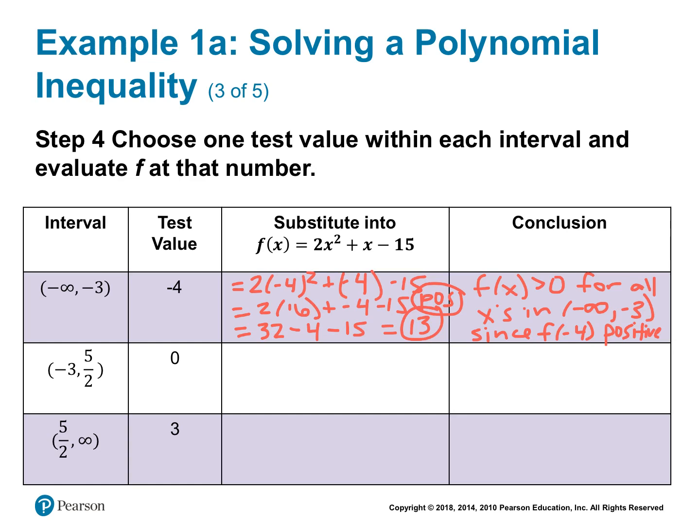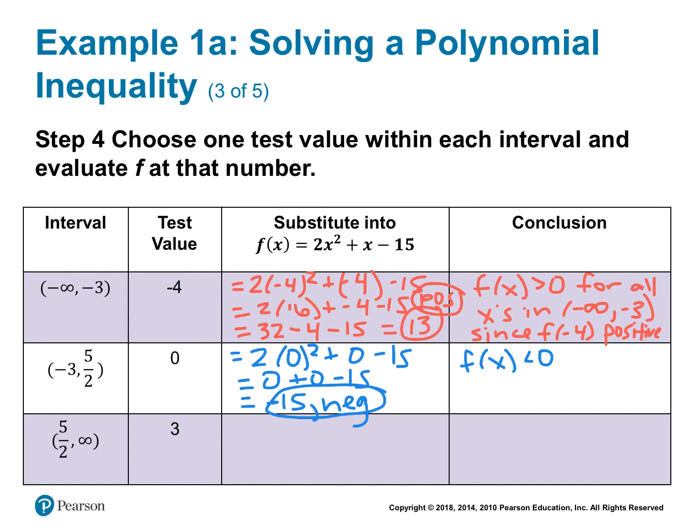So let's try the next one. We have 0 is always a good one to test if you can. So that is in the interval between -3 and 2.5. So 2 times 0 squared plus 0 minus 15 is just 0 plus 0 minus 15. So we have -15, which is a negative. So that means f of x is less than 0 for all x's in that interval, -3 to 5/2.